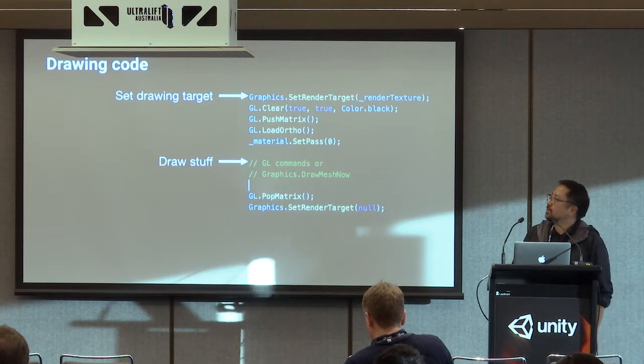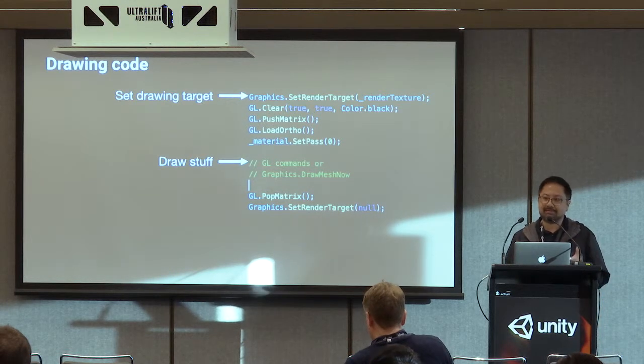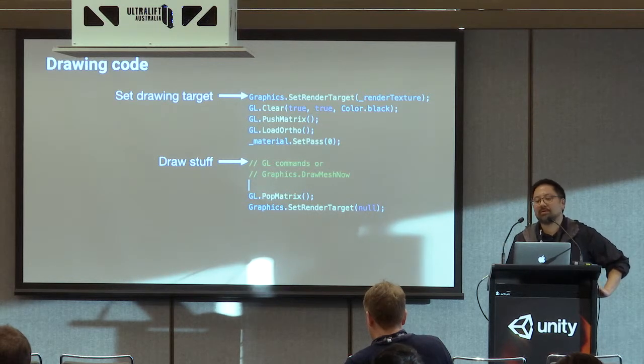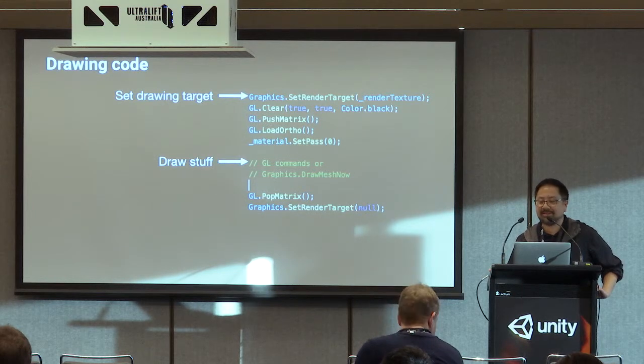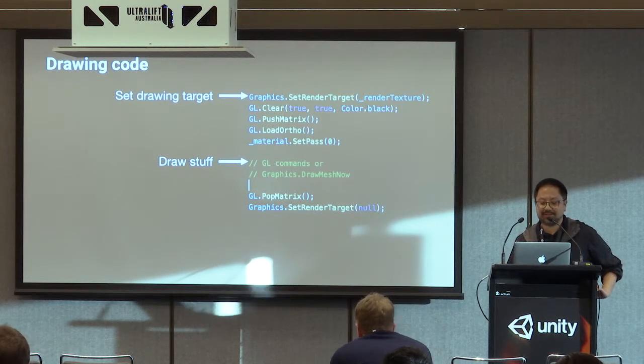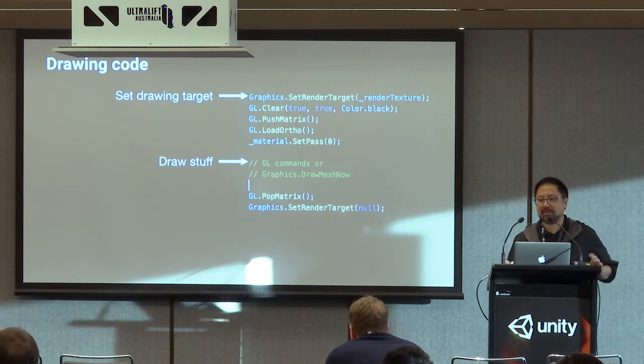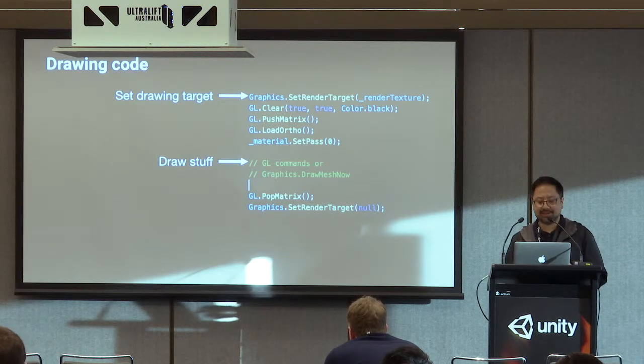So this is all you need to do to actually draw into a render texture. You get your render texture, you set it as a target, right? So that's your canvas. Then I clear it. I clear the color to black and depth too. Then I push matrix. Push matrix saves your old camera matrix. Then I call something called load ortho. So you have no camera now, so you have to actually choose a projection matrix for this. Load ortho just creates an orthographic projection going from, I think, 0 to 1.